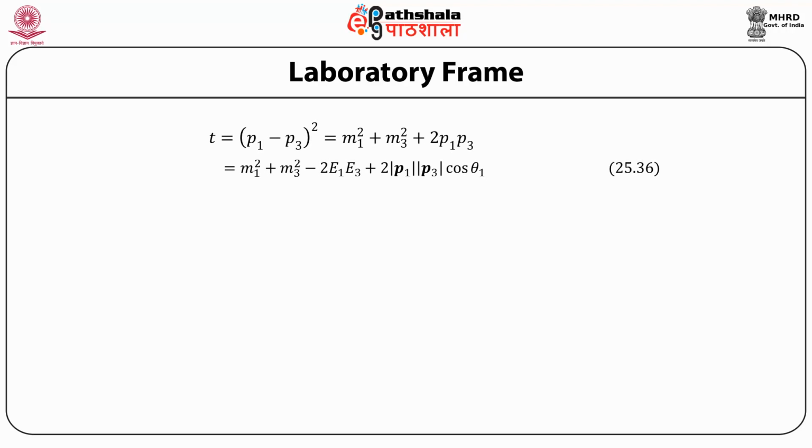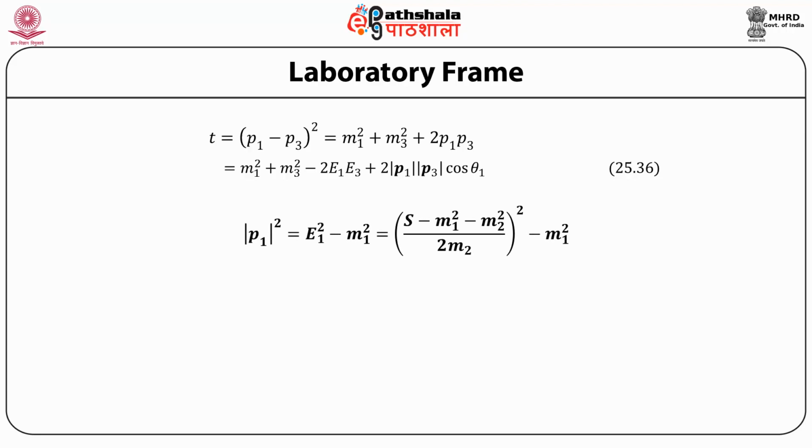T is equal to the square of (P1 minus P3) and is equal to M1 square plus M3 square minus 2 P1 P3, which is equal to M1 square plus M3 square minus 2 E1 E3 plus 2 times modulus of P1 into modulus of P3 into cos theta 1.